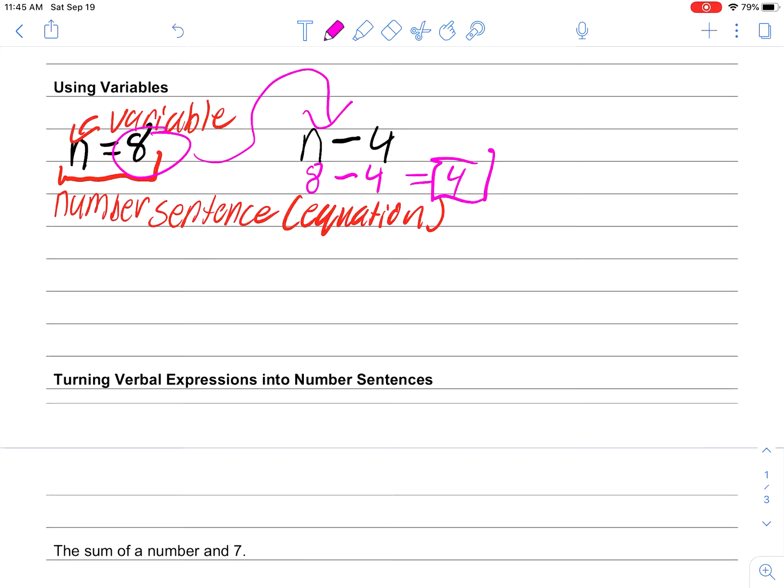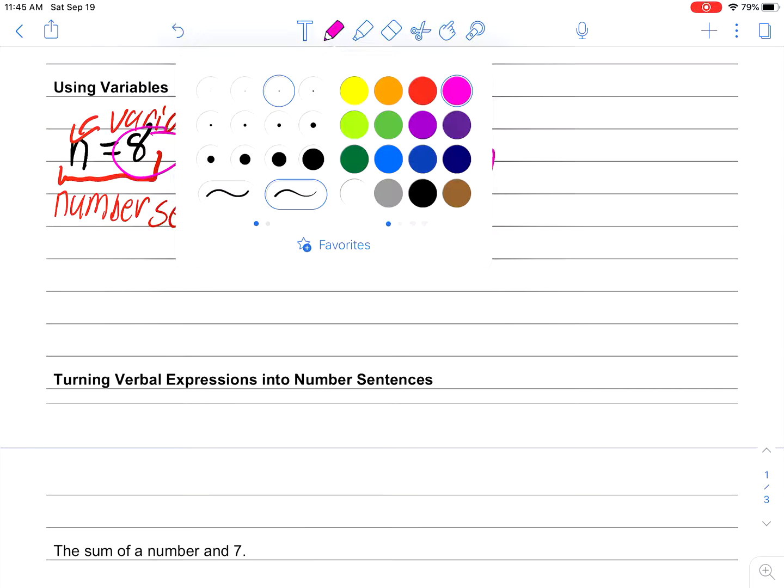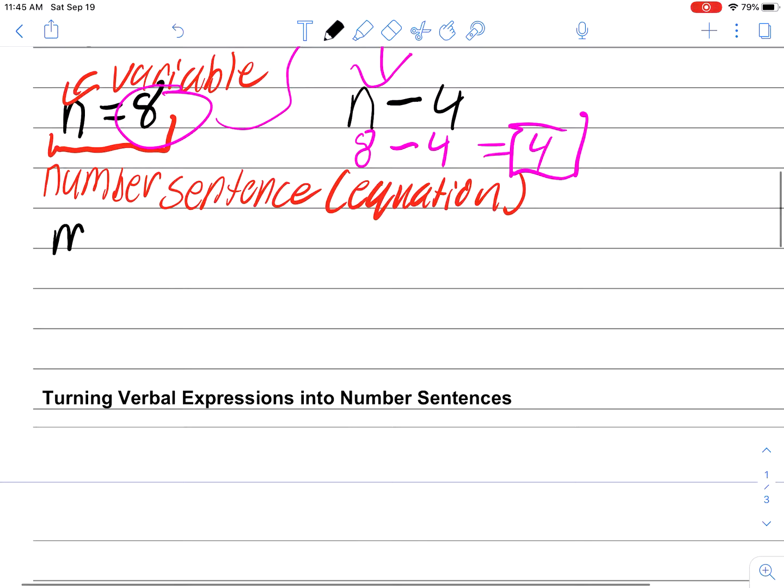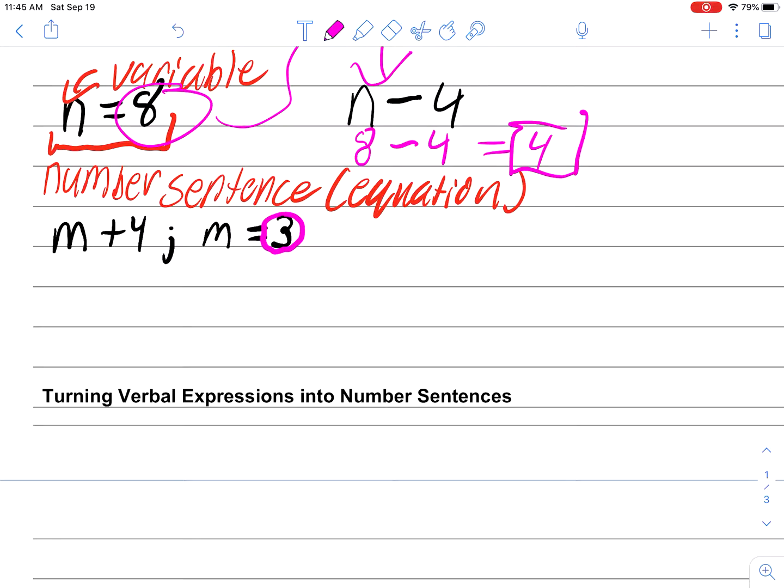And that's my answer. So when we're solving problems with variables, a lot of times we're going to be given an expression or an equation with a variable. And we're going to be told what number to use in place of that variable. So let's do another example. Okay? Let's say I asked you to solve the problem m plus 4. And I told you that m equals 3. Okay? So to solve this problem, we're going to take this 3 and replace the m with the number 3. So instead of m plus 4, I'll have 3 plus 4. And that gives me the number 7.